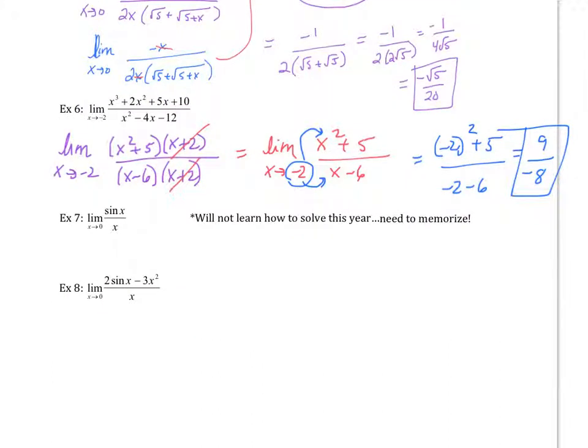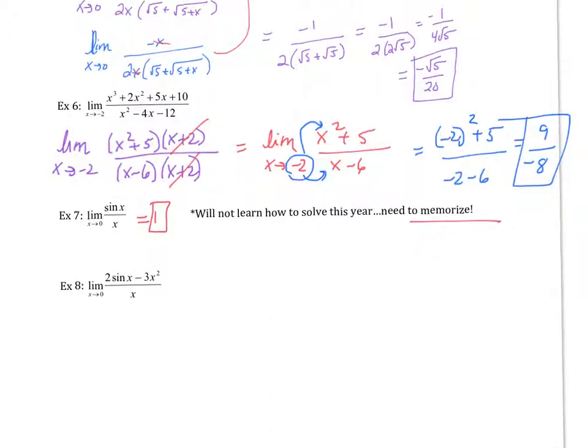Example 7 is a limit that we are going to have you memorize. You'll learn more about this next year, but for right now, we want you to know that the limit as x approaches 0 of sine x over x equals 1. All the time, every time. And we're going to use this rule to help us finish off example 8.